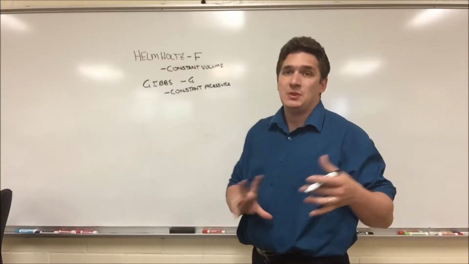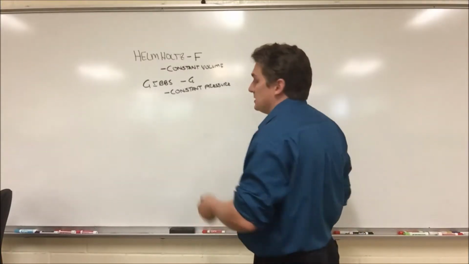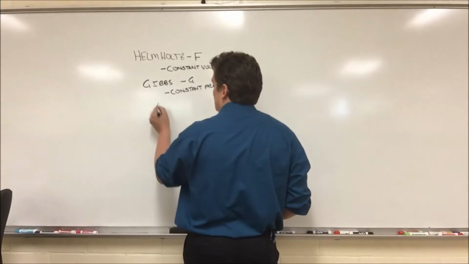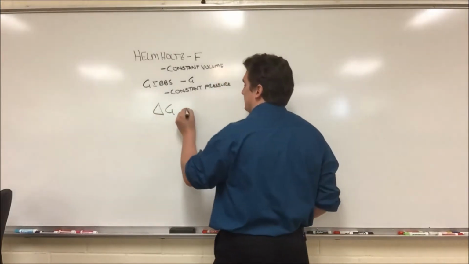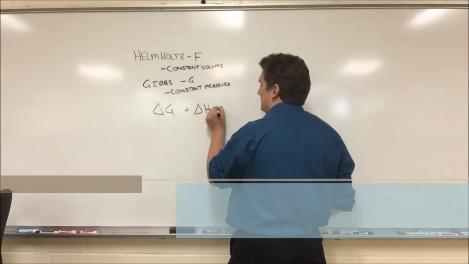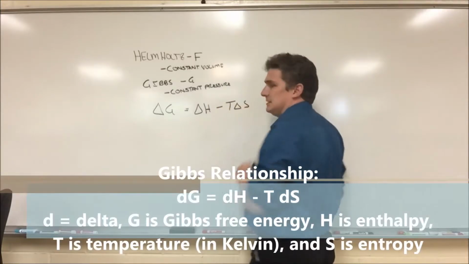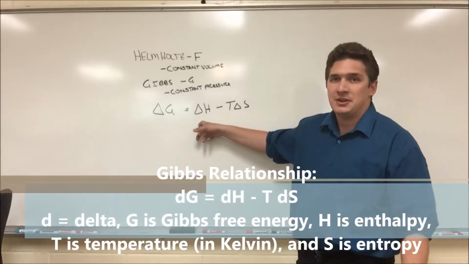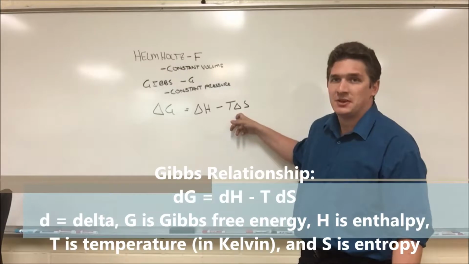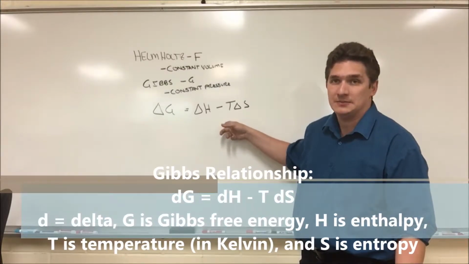Now the relationship between the Gibbs energy, the enthalpy, and the entropy is the Gibbs formula. Delta G, the change in Gibbs energy, equals delta H minus T delta S. Delta H is our enthalpy, delta S is our entropy, and T is our temperature given in Kelvin.